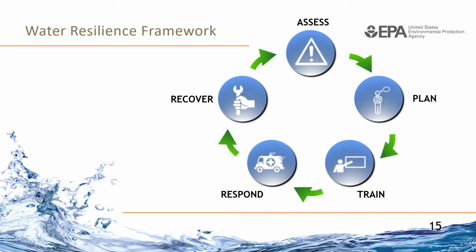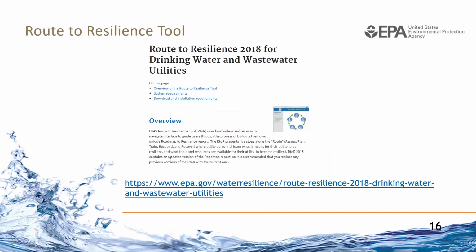And for the recovery phase, having resources available to restore services as quickly as possible is an important step. And we have a tool called Fed Funds that can help you find federal funding for this recovery phase after an incident occurs. So if you're not sure where to start, check out the tools that EPA has developed to assist in each of these steps towards becoming more resilient. And our Route to Resilience tool is a voluntary resource that you can use to help your water utility walk through the 5 steps of this water resilience framework that we just went over.